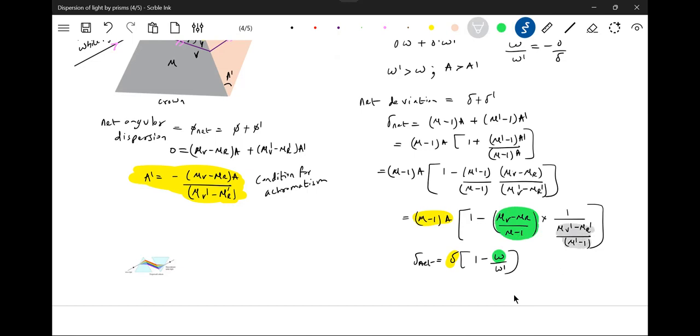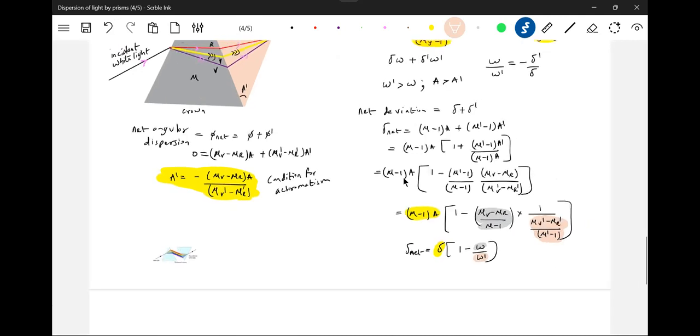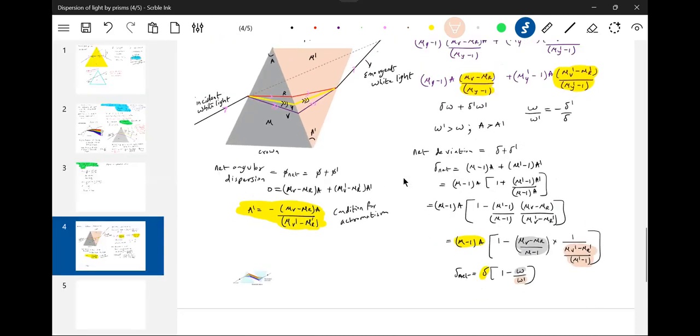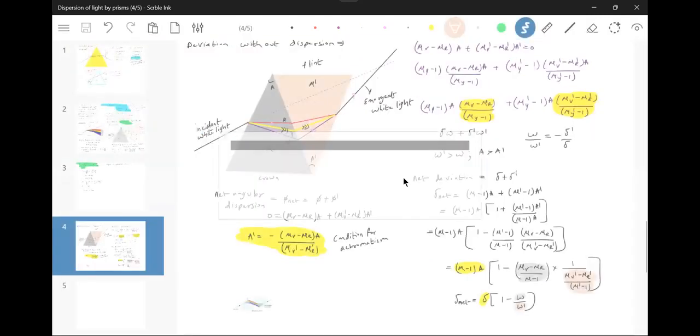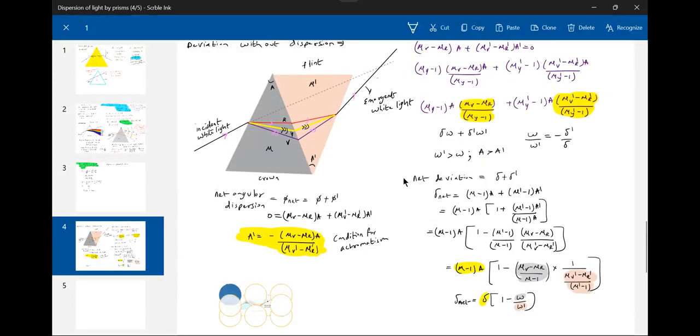This quantity, I have to use different colors. This quantity is replaced by omega. This quantity is replaced by omega dash. Okay, fine. So deviation without dispersion, this is one basic mathematical formula that we have obtained. The achromatic combination, this is what we obtained here. Practically, let me show some image which I took from other sources.